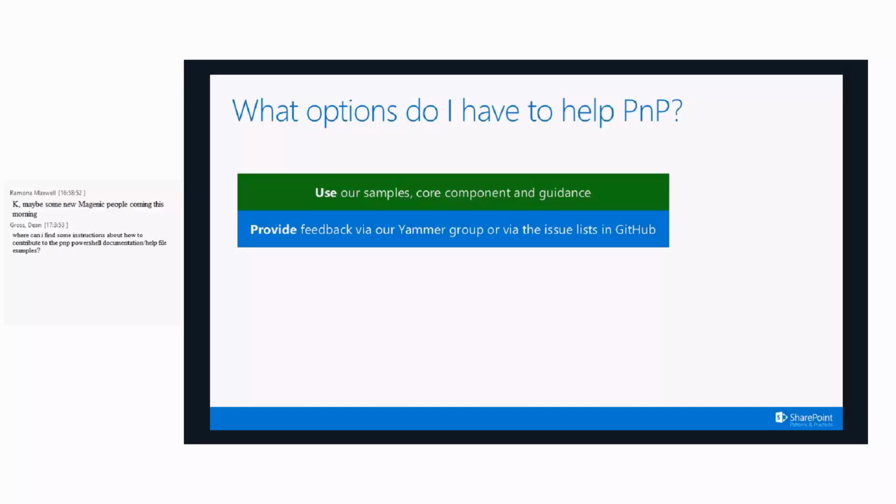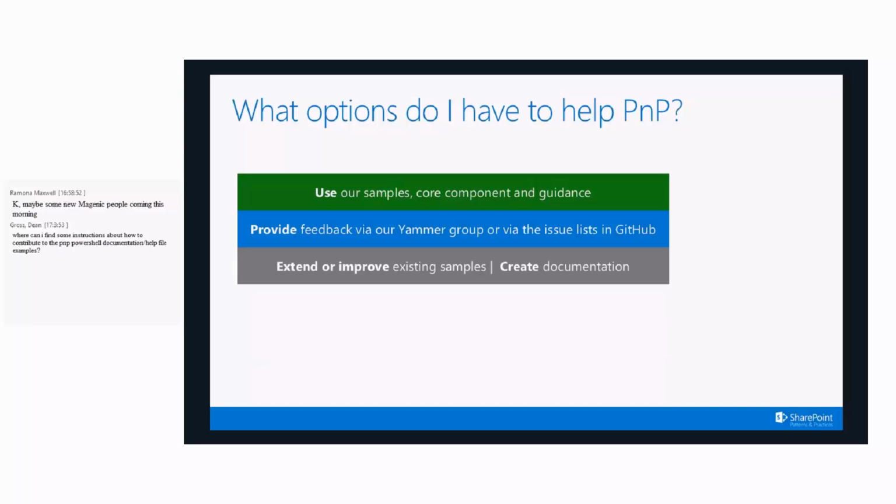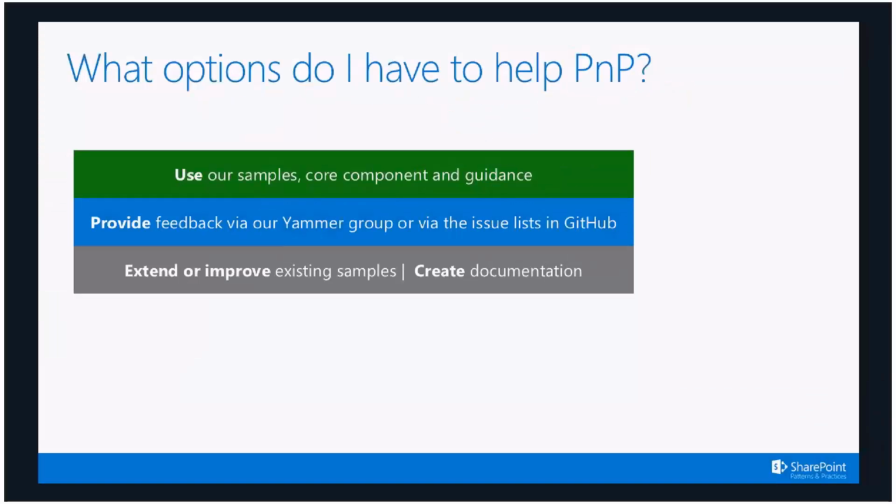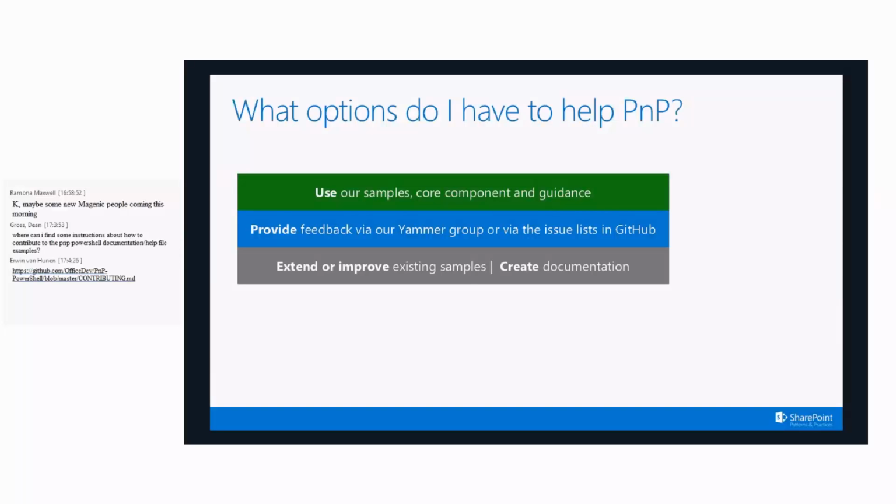Use the Microsoft SIG community for providing us feedback, not Yammer, because Yammer, or the Office 365 network, is no longer there. And then use the issue list in GitHub as well. Extend or improve existing samples. Extending is the preferred option, but you can also include additional samples in the PnP repos. Those are more than welcome, but if there is an existing sample which is close to what you're doing, let's rather extend that so we don't have multiple overlapping samples.